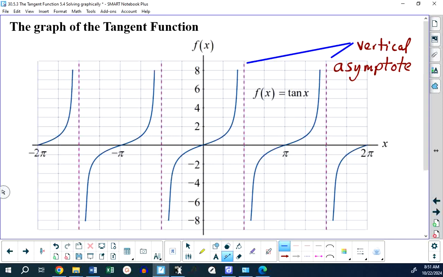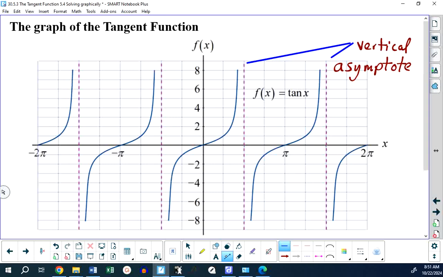Now, why does the graph not exist there? That's what that vertical asymptote means. Well, it doesn't exist there because you can't take the tangent of pi over 2. Pi over 2 is 90 degrees, or on the unit circle, it's at the top of the rotation around the circle. And tangent is always y divided by x. But the x-coordinate at pi over 2 on the unit circle is 0.